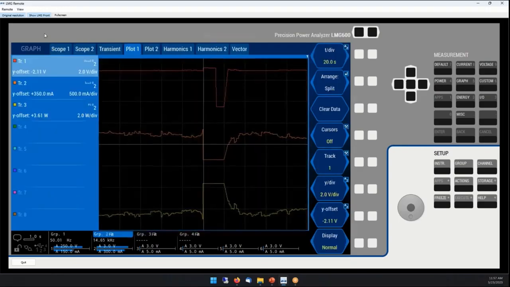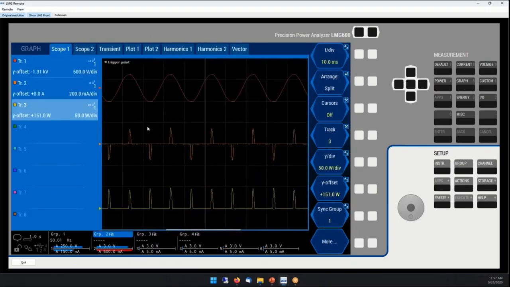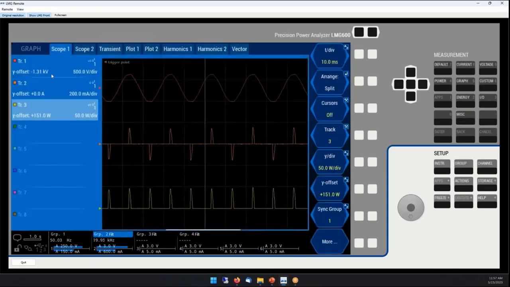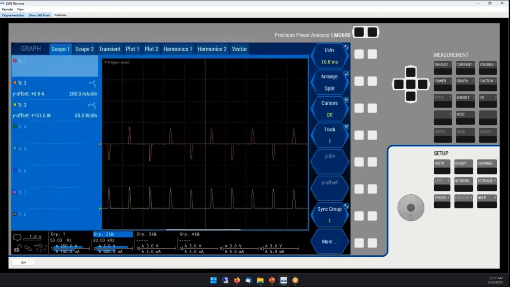Before we finish, I would like also to show you the dual path concept. So let's take one signal. Let's take the power, okay, and take the voltage signal out and replace this signal.